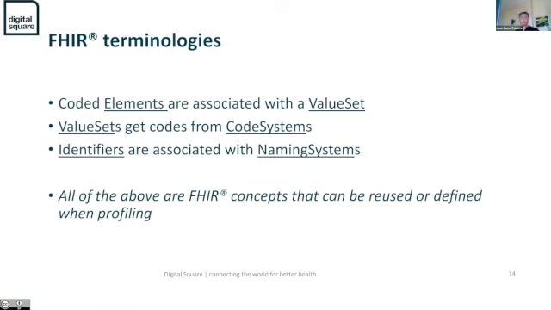Another thing that FHIR has is the notion of terminologies. From the previous session, I will not go long on this. When we have a data element in FHIR, if it is coded, it is associated with a value set. Value sets get codes from code systems, and some elements are identifiers, and the identifiers are associated with naming systems. All of those words that are underlined here are FHIR resources, which means that when we define an element, or a value set, or a code system or a naming system, we are doing that in a FHIR way.